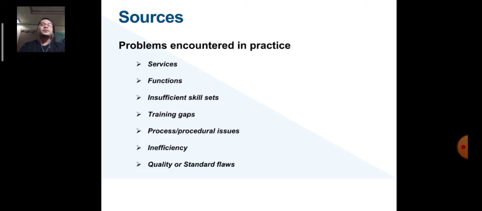Then another one is quality or standard flaws. I think this is self-explanatory. If you want outputs of quality, or if you want to give a guide on how to make standard procedures, processes, or even outcomes, then you can consider not finding problems, but at least associating some problems on how to achieve it. That's why you need to research in order to reach that point, or find the answer to some questions on how to make things of quality and of standard.